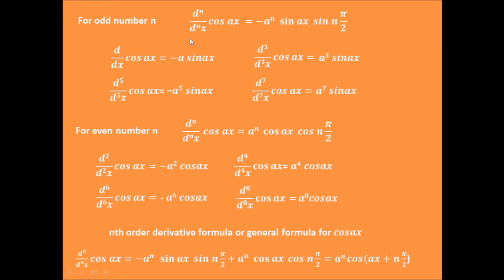So for n equals 1, this assumption is right. Similarly, we can verify this assumption by using the other 3 terms. Obviously, this assumption is right for these 4 terms. Similarly, for the even number n, we can do the same job. Let's go back to the previous page.